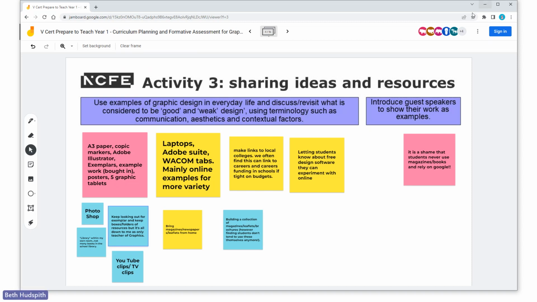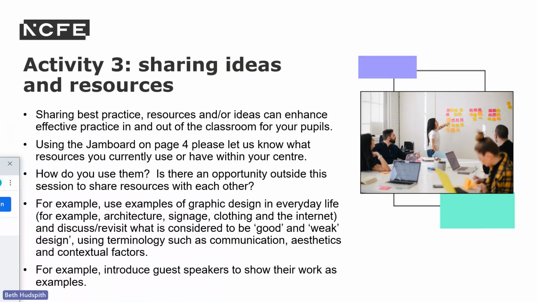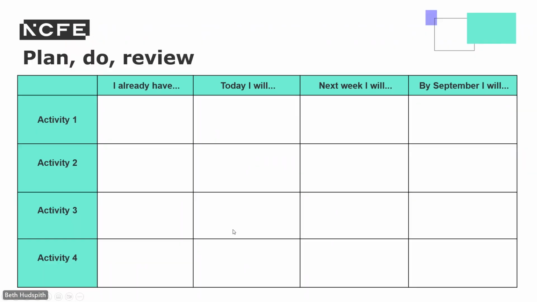So again, keep using this Jamboard. This is for you to use together. Remember to revisit your plan, do, review. We'll just take a few moments. Looking at what everyone else's resources are that they're using, is that giving you any ideas? What you already have, what you'd like to add in your classroom? Is there anything you'd like to try out? Something you'd like to get in place by next week, or your target for September?